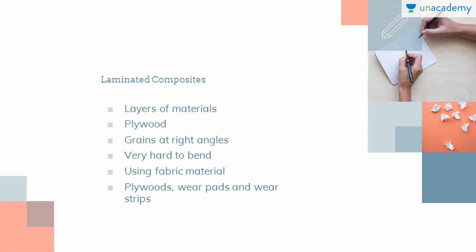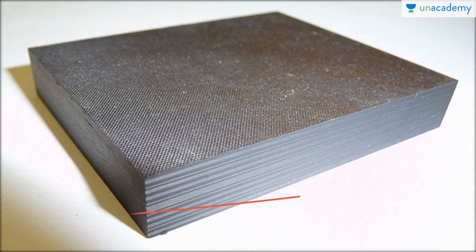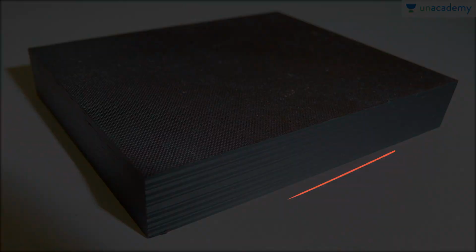And laminated composites are made up of layers of materials. Plywood is a main example for that. They have grains fluctuated at right angles. They are very hard to bend at right angles because of this phenomenon. They make the usage of a fabric material, and they are used for making of plywoods, wear pads and wear strips. These are composite materials, the laminated composite materials.